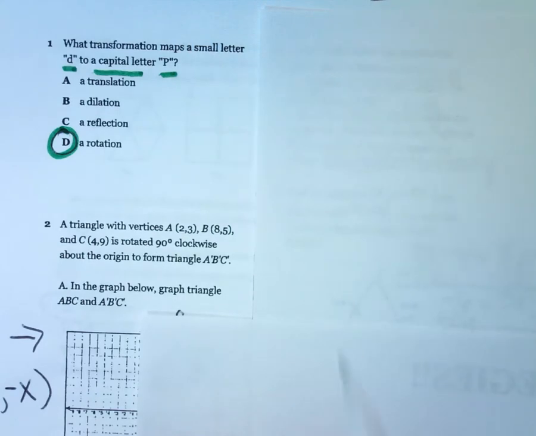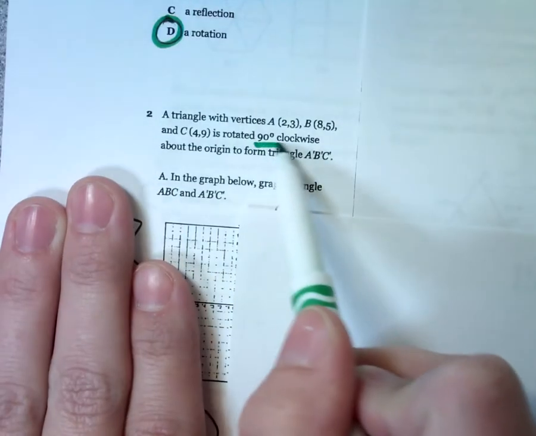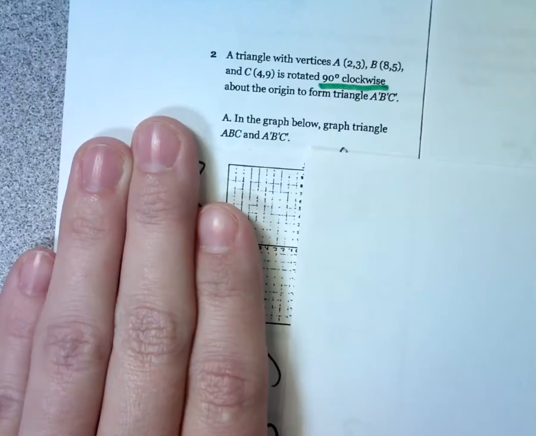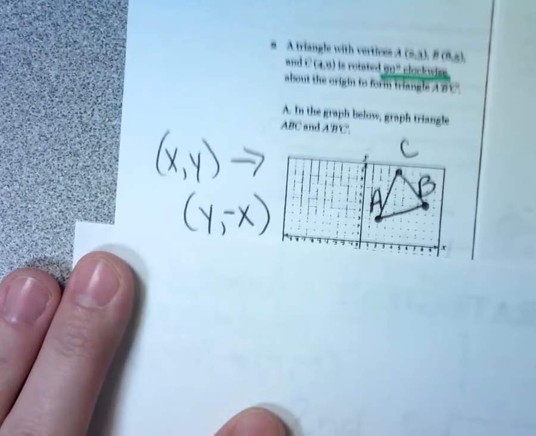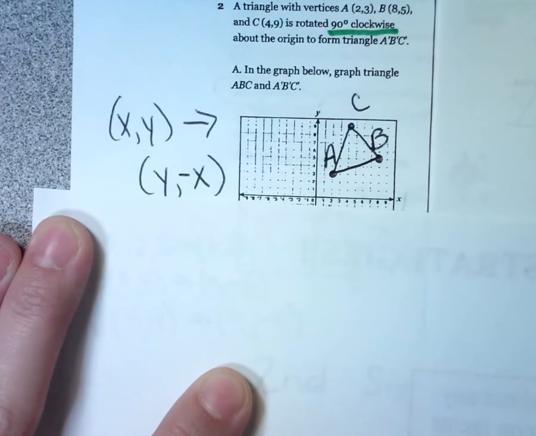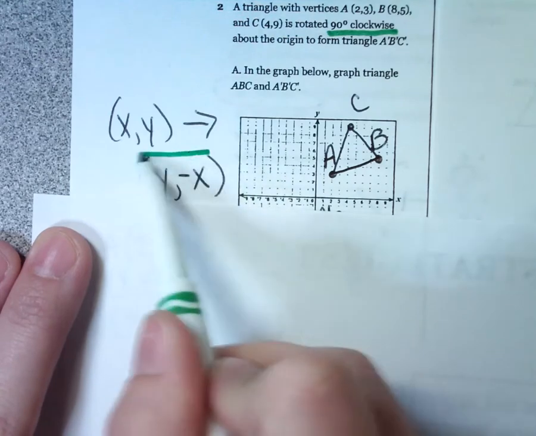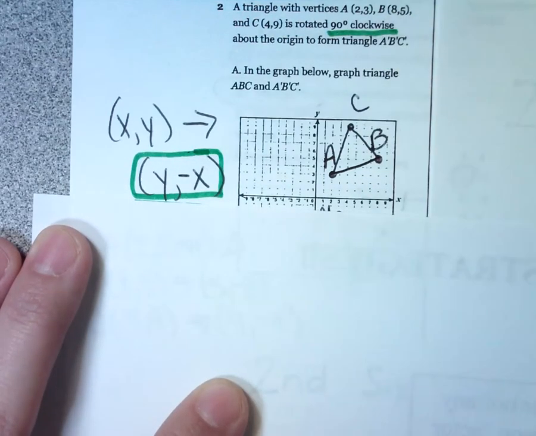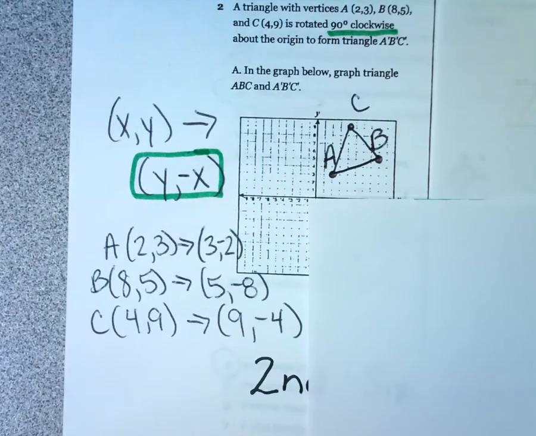Number two, this is wanting us to rotate something 90 degrees clockwise. And if I want to rotate something 90 degrees clockwise, we do have a rule for that. The rule is that whatever the original ordered pair was, x, y, it will become y, opposite of x. So that's what I'm going to do to all three of these ordered pairs. So this is the new transformation.